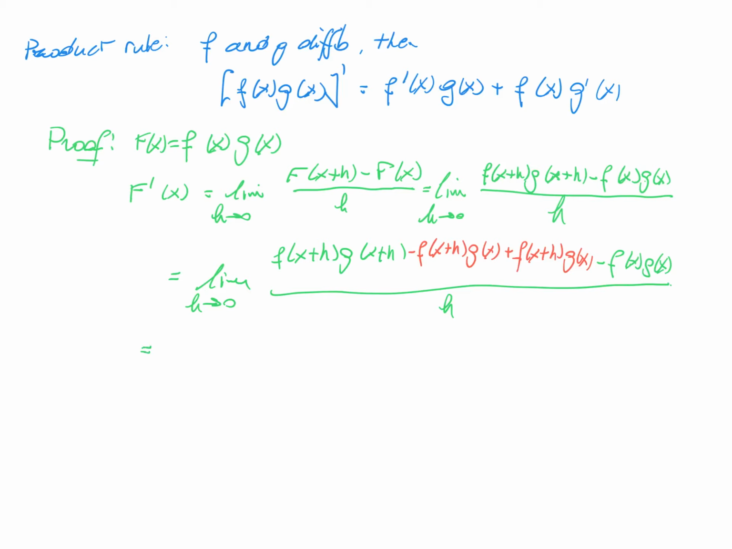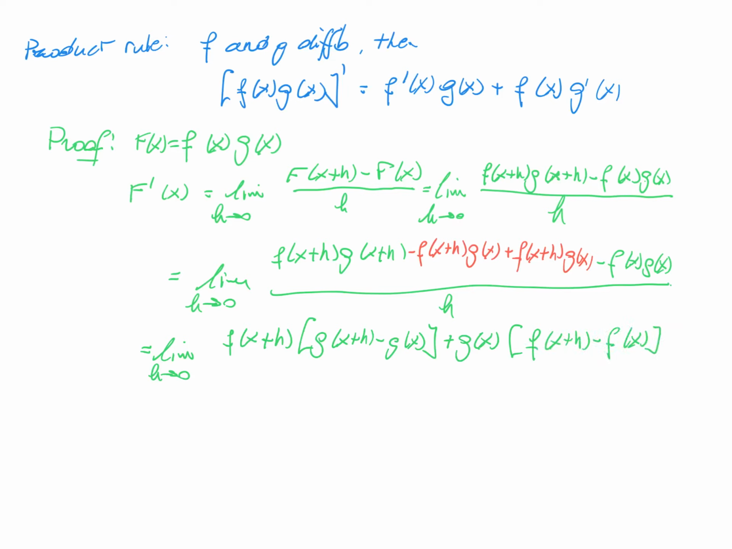So let's do this. So this is the limit h to 0. You take the first two terms together, so the common factor is f of x plus h, and then you get g of x plus h minus g of x. And for the other one, you can take out g of x, and you get f of x plus h minus f of x. So this already starts to look like the derivative of f and the derivative of g.